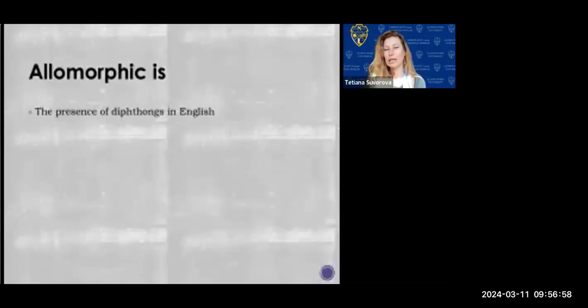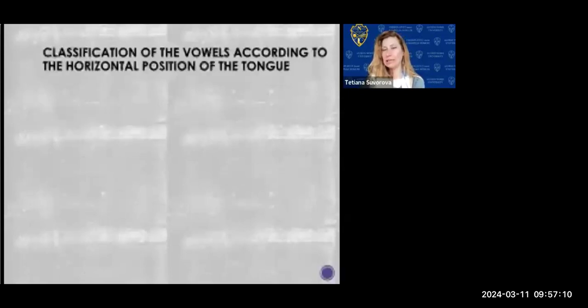So what is allomorphic here? Allomorphic, it is what differs English from Ukrainian. So the presence of diphthongs in English and the opposition of long and short vowels in English. These characteristics are absent in Ukrainian.